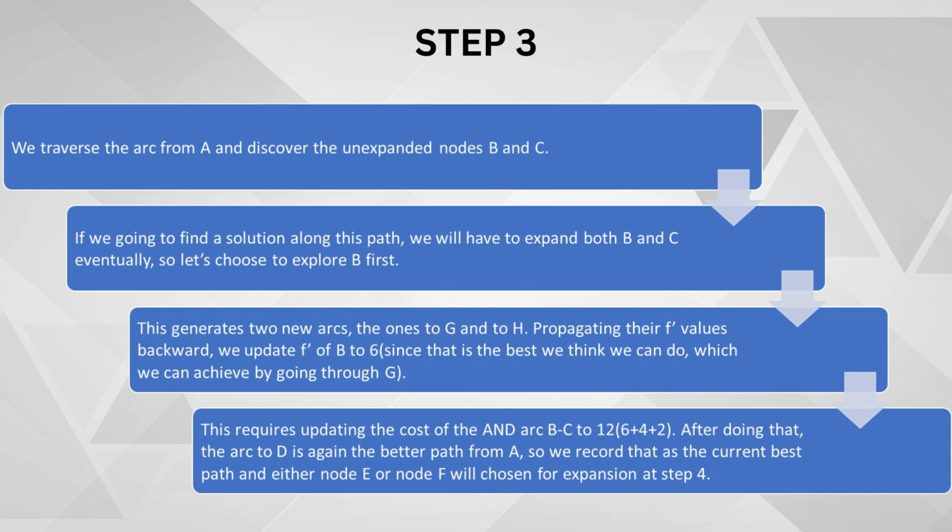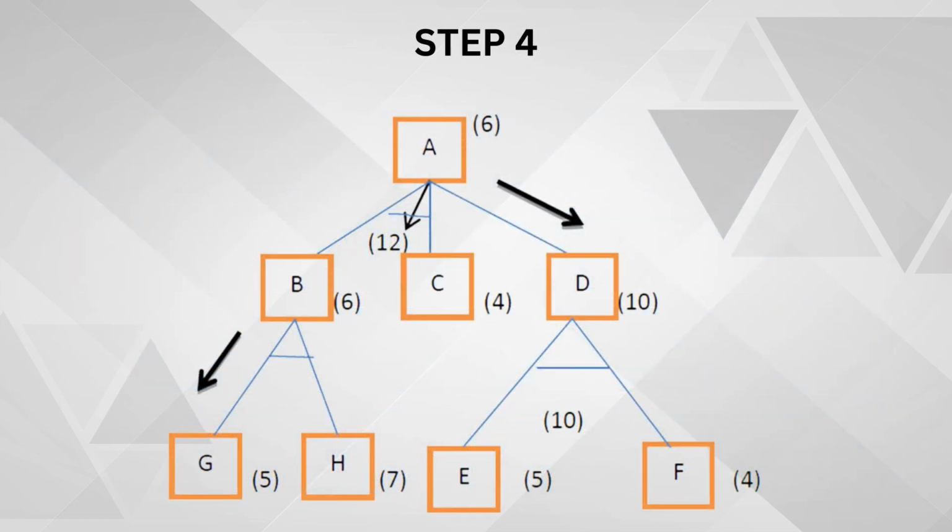So, we record that as the current best path, and either node E or node F will be chosen for expansion at step 4. Now, in step 4, you can see in the diagram we have explored all the successors of B and D.